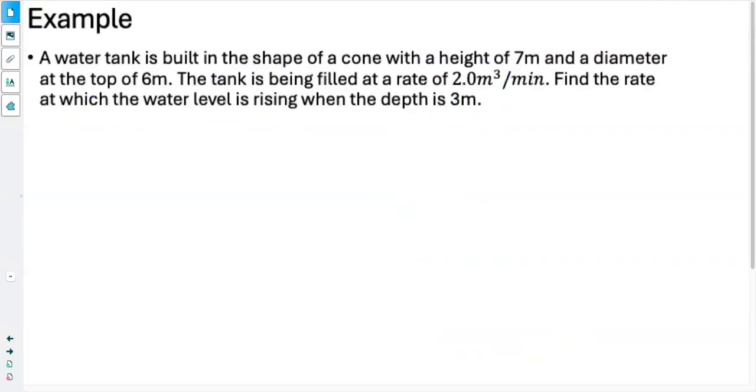Okay, next example. We're given a water tank built in the shape of a cone with a height of 7 meters and a diameter at the top of 6 meters. The tank is being filled at a rate of 2 meters cubed per minute. We want to find the rate at which the water level is rising when the depth is 3 meters.